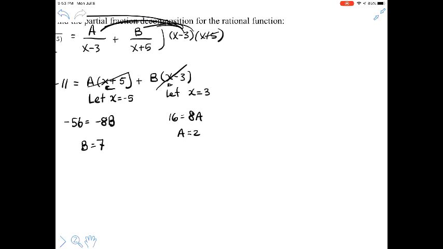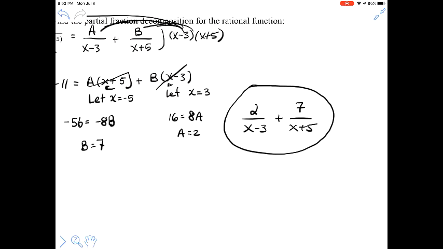So then my partial fractions, since a was the variable I assigned to x minus 3, that means one of the partial fractions is 2 over x minus 3, and then b had a value of 7, so it's 7 over x plus 5.